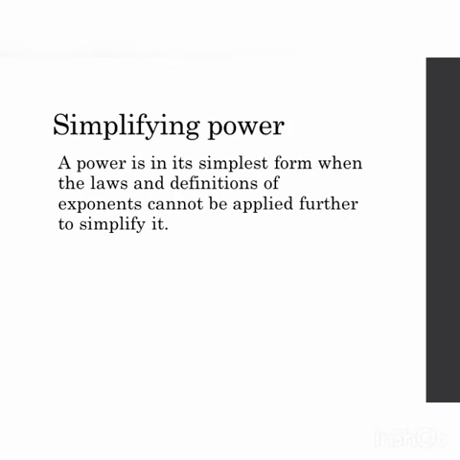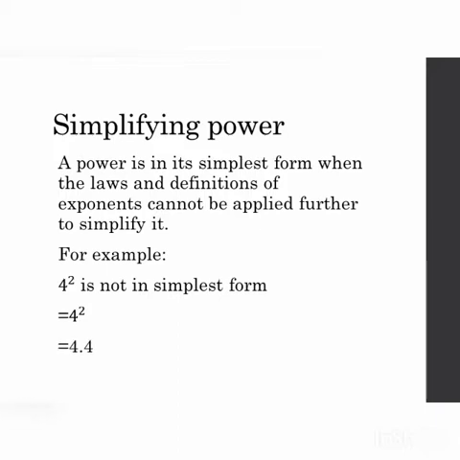Simplifying power. A power is in its simplest form when the laws and definitions of exponents cannot be applied further to simplify it. For example, 4 squared is not in simplest form. 4 squared, 4 times 4, is equal to 16.